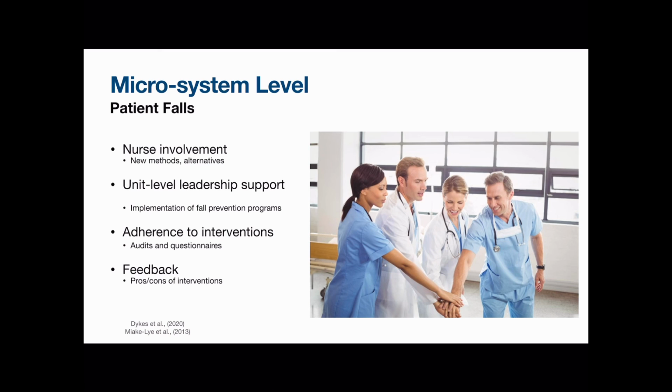At the microsystem level, nurses need to be involved because of their ability to perform evaluations and assessments. They're able to help develop new methods that will improve patient safety despite standard operating procedures and training. And just like at the macro system level, there also needs to be some unit level leadership support, such as a unit director, in order to be effective at implementing fall prevention programs.